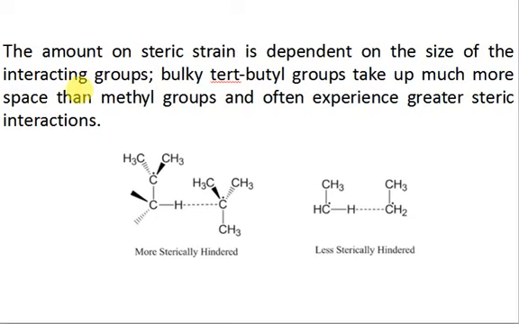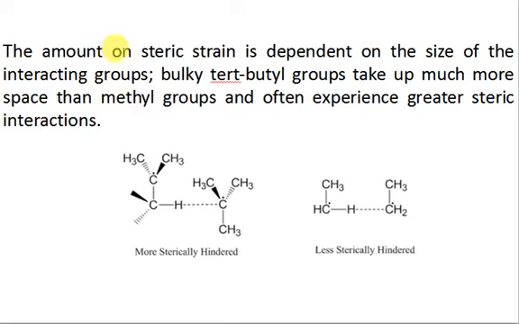The amount of steric strain is dependent on the size of the interacting groups, right? A tertiary butyl group is a very bulky group. Bulky group means larger group. So if a group is much larger, then the steric strain will be higher, because the repulsion of that group will be much more. But if you have a smaller group, then the steric strain will be lower, right? The steric strain is dependent on the size of the interacting groups. The larger the groups, the more the steric strain. The smaller the groups, the less the steric strain.